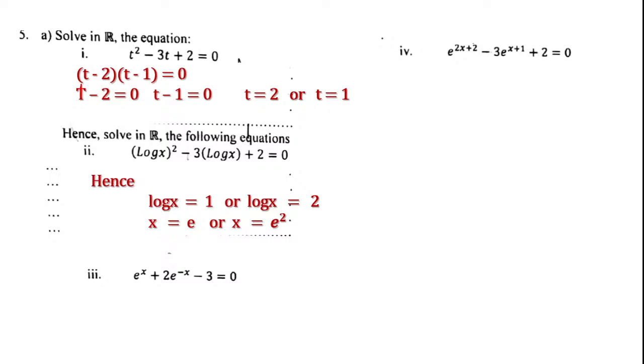We now convert from logarithmic form to exponential form. We will have x equal to e to the power 1, which is e, or x equals e to the power 2. So hence this is what we have.